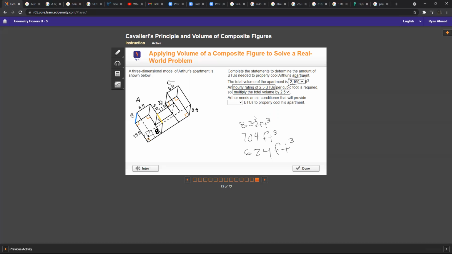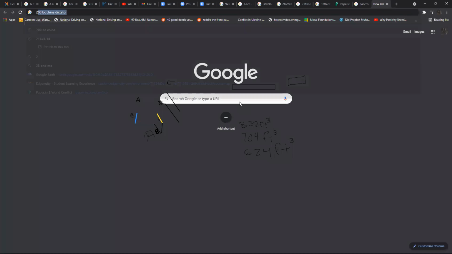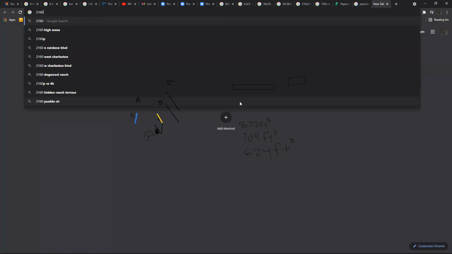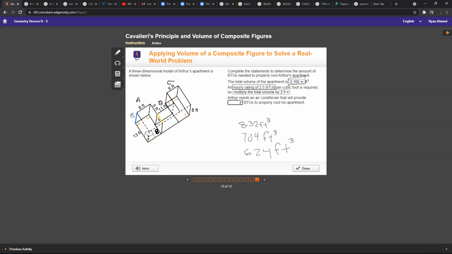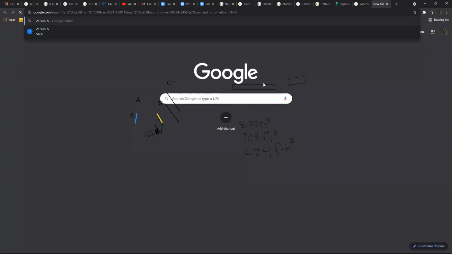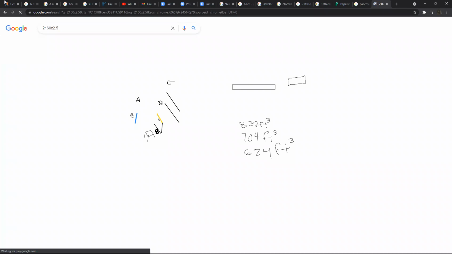All right. So Arthur needs an air conditioner that will provide this many BTUs to properly cool his apartment. So we're going to do exactly what we said we would in the previous problem. We're going to take our total, and then we're going to multiply that by 2.5. So see what you get. $5,400. Excellent.